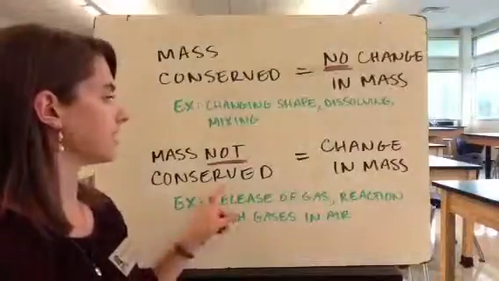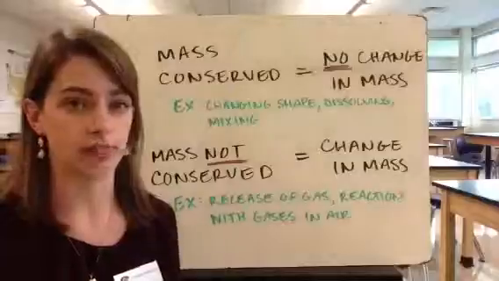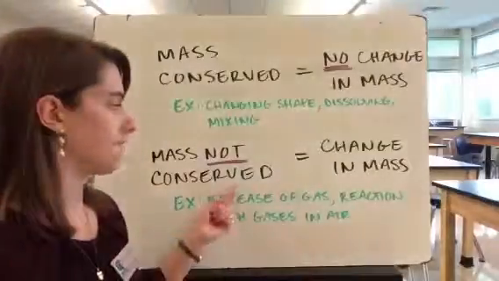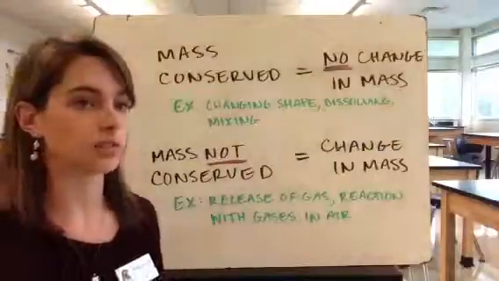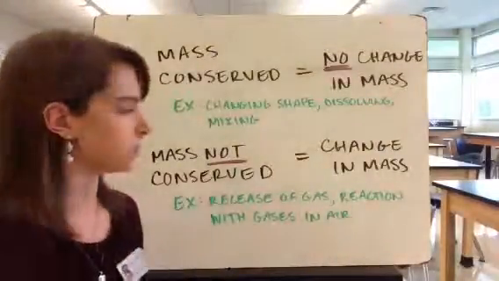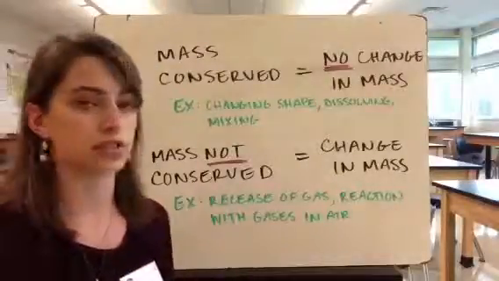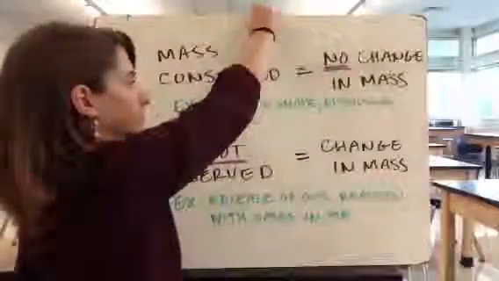When we say mass is not conserved, that's the same thing as saying that there is a change in mass. Mass changed when mass is not conserved. And that happens when there's a release of gas, when there's a reaction with something outside of our measured system that we didn't include originally, anything that results in a change of mass. Something's either going out or coming into the system.